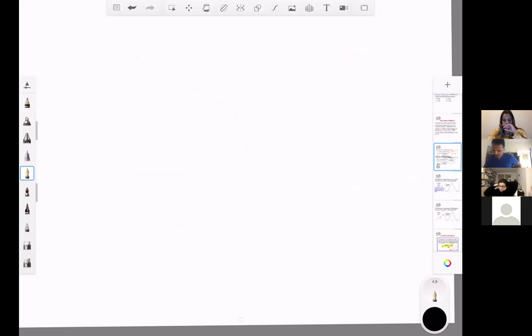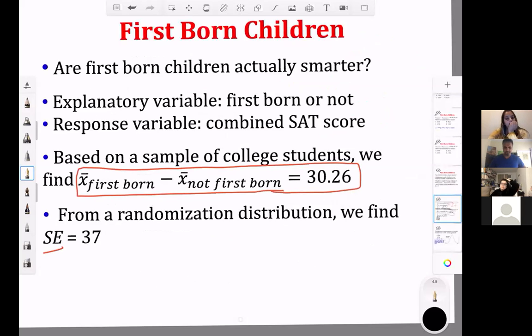Let's see. Okay, let's do this one again. Firstborn child. So the question is, are firstborn children actually smarter? Are any of you firstborn children? Nope, the middle child. The only child. So let's claim that they are not smarter. In order to say yes or no, we need to, actually, I think they're smarter. Firstborn child, I think, is smarter.